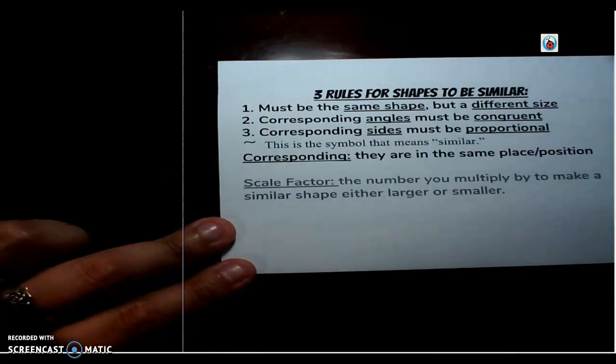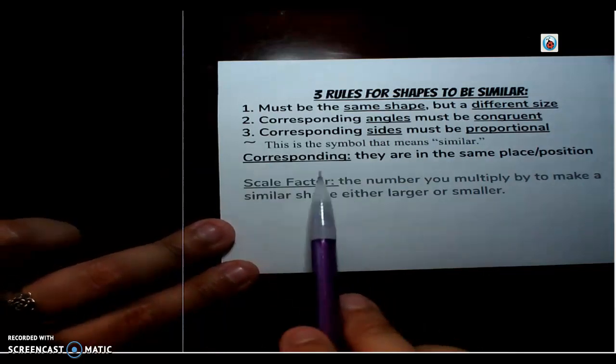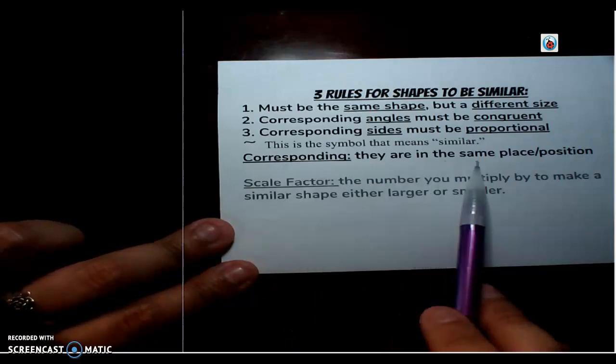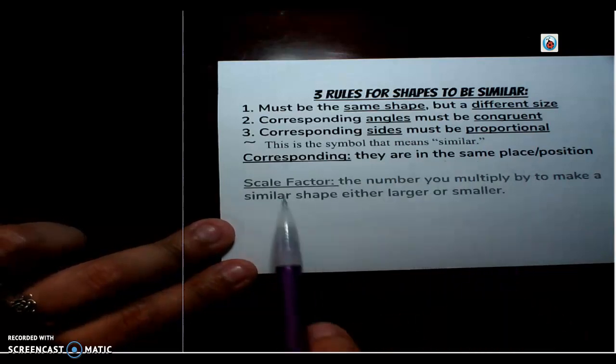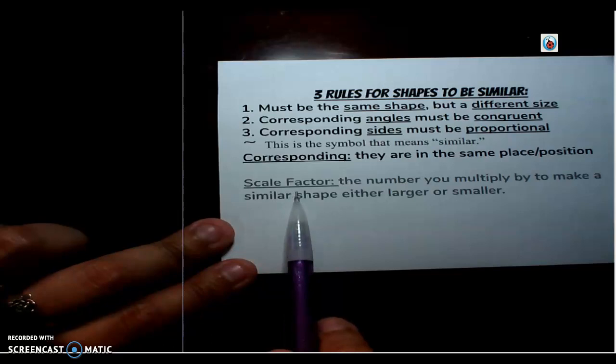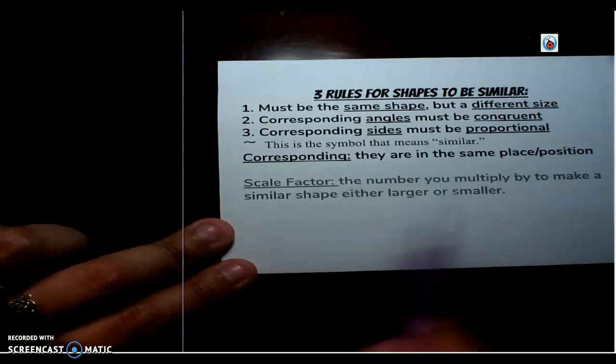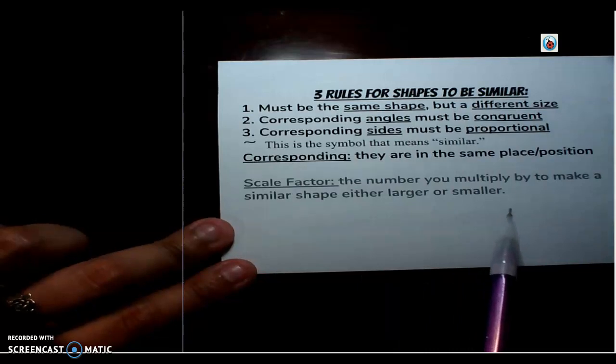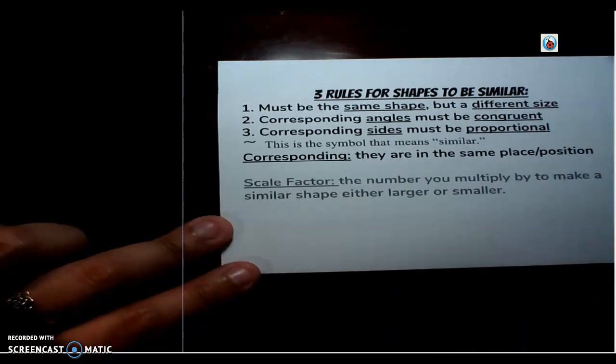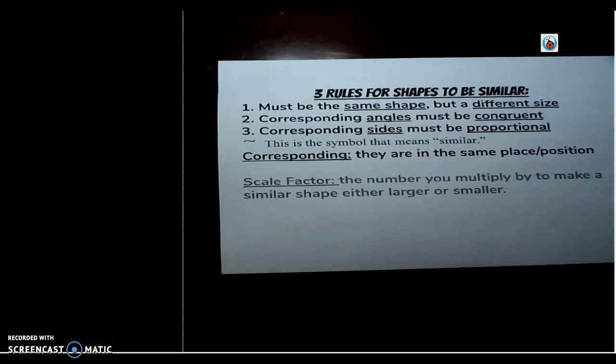And then just some vocabulary terms that we learned last week, just to remind you what they are. Corresponding just means that they are in the same place or the same position. And then our scale factor is the number that you multiply by to make a similar shape either larger or smaller. So it's basically when you're increasing or decreasing the size of something, it's the number that you're using to make that shape either bigger or smaller.